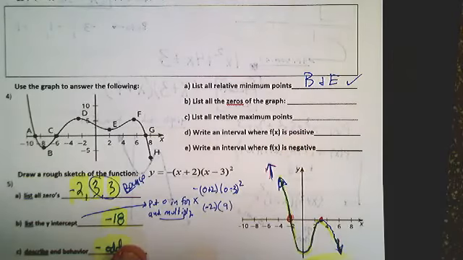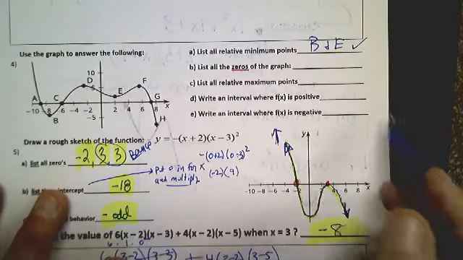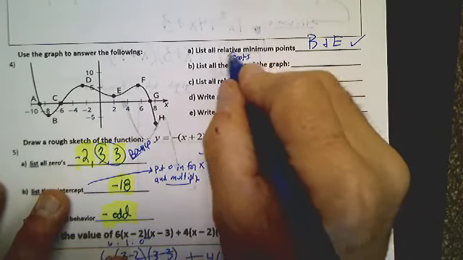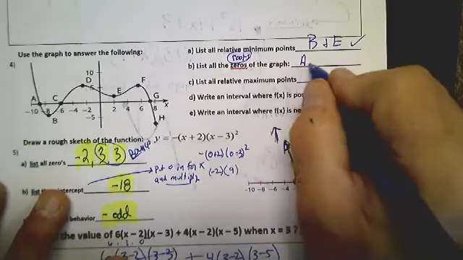Check. List all the zeros. Miss Finley. You said H and what? We should have said the zeros are the same thing as the roots, which would be A, C, G.